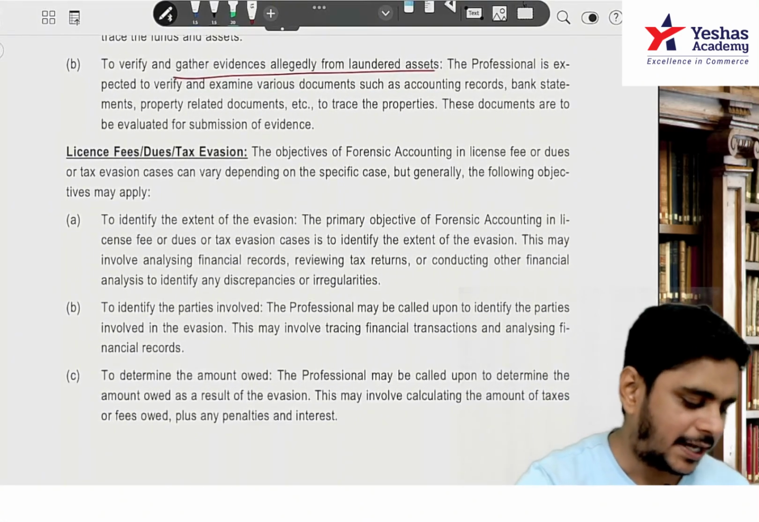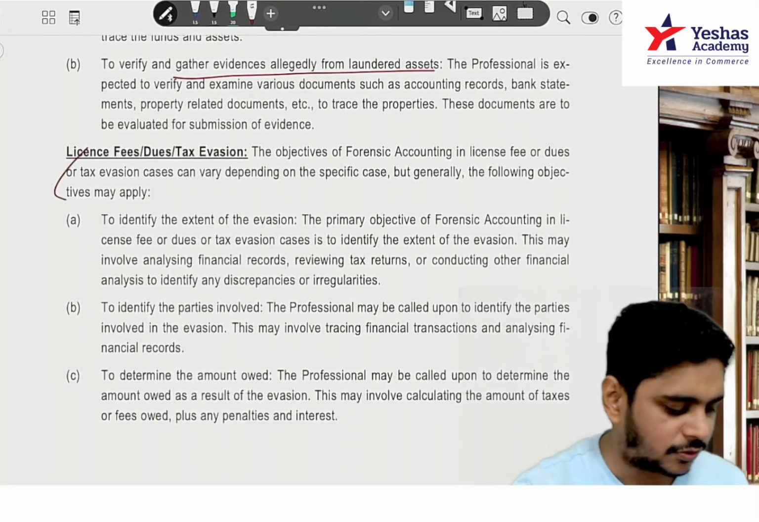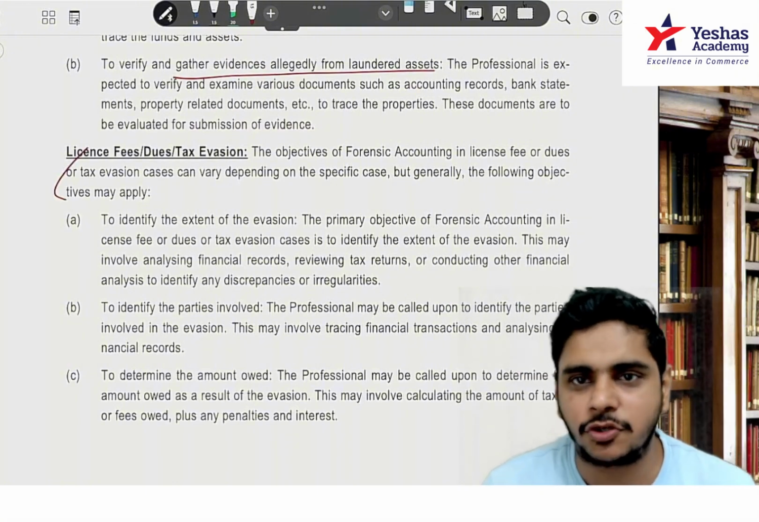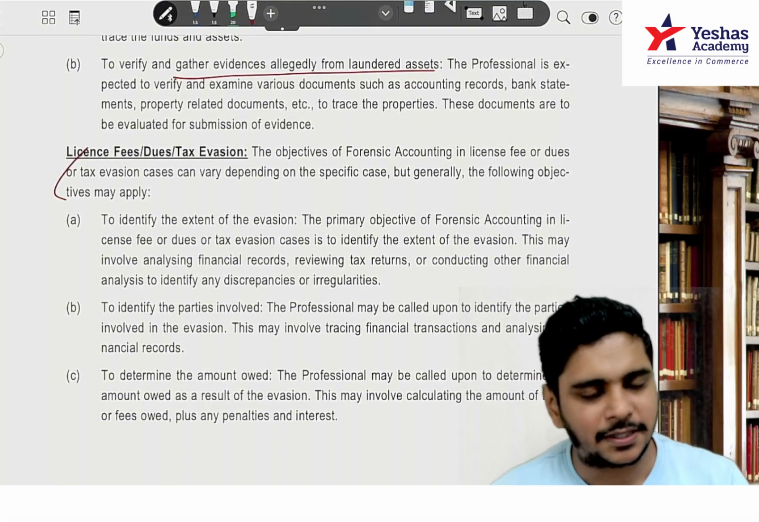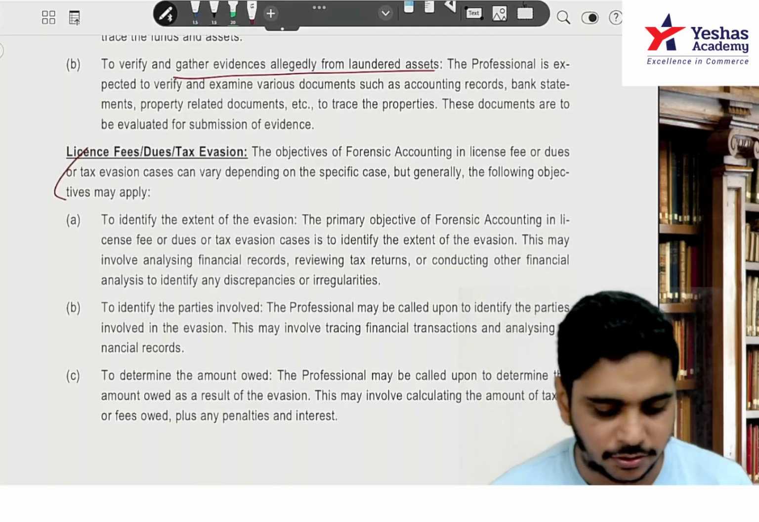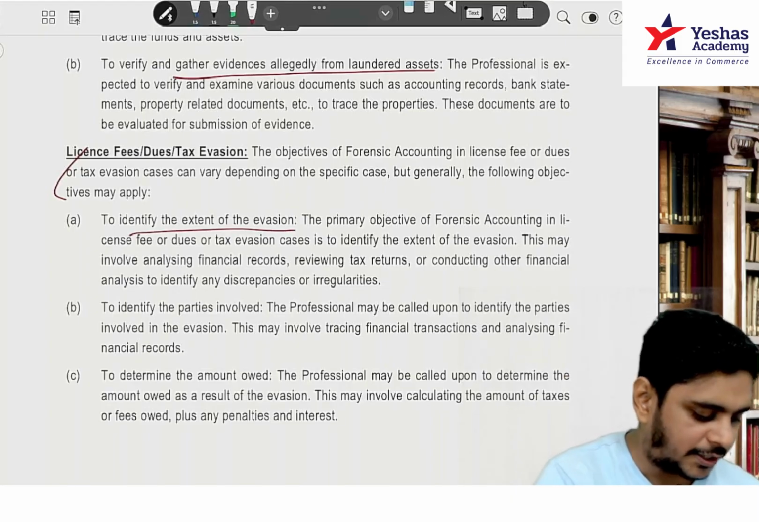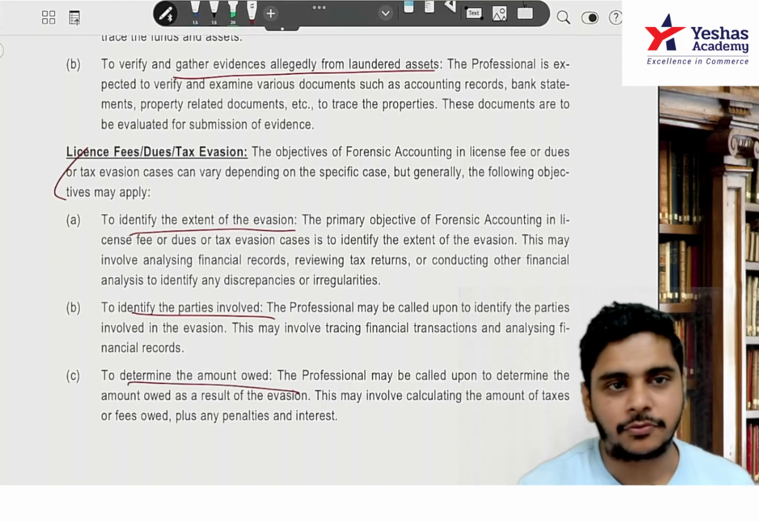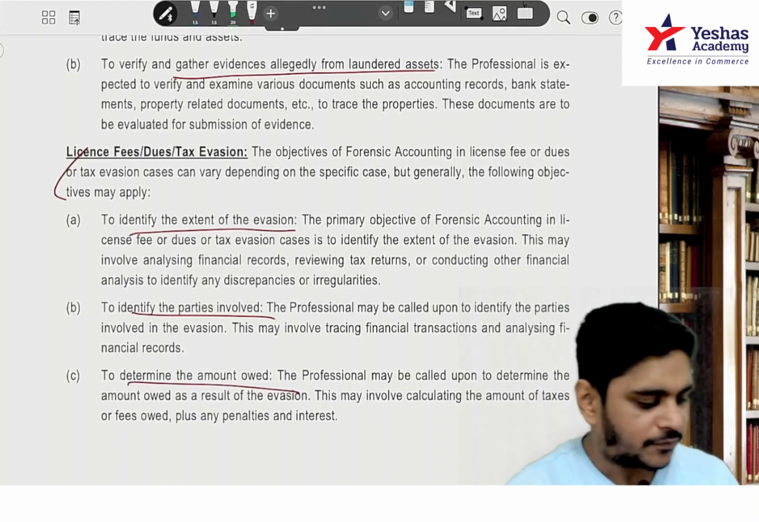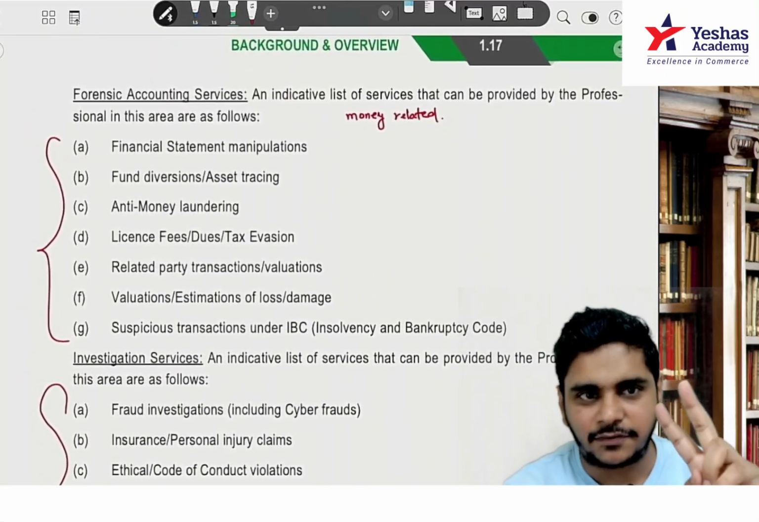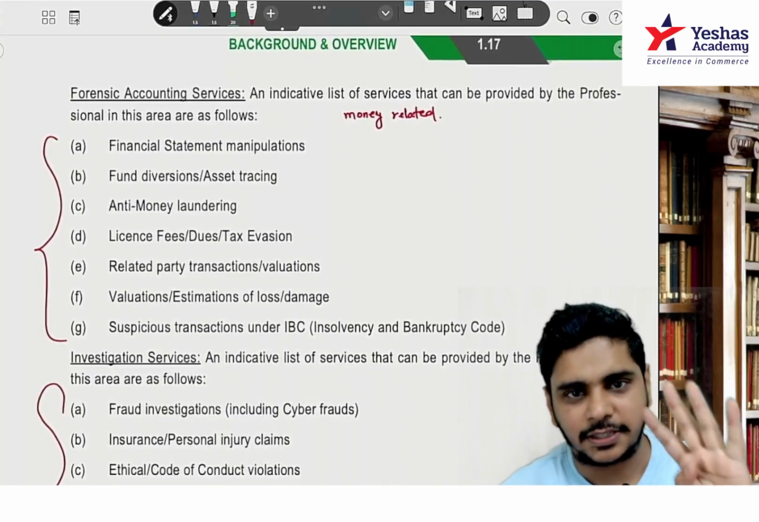Then tax evasion. Simply, you had profit in the books, but they will show bogus expenses. With bogus expenses, the profits are reduced, so the tax is also reduced. The objective is to identify the extent of tax evasion, identify the parties involved and determine the amount owed. So we are just trying to explain all this. We did financial statement manipulation, then fund diversion, then anti-money laundering, then tax evasion.